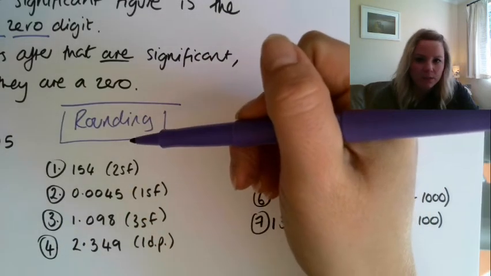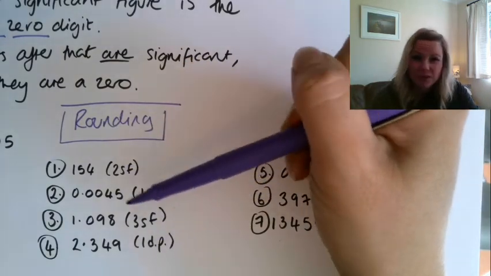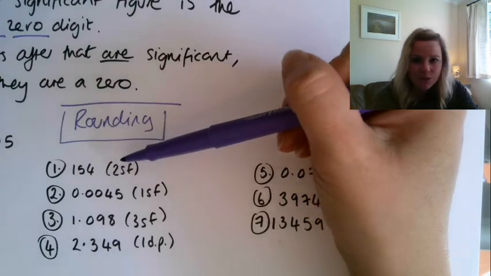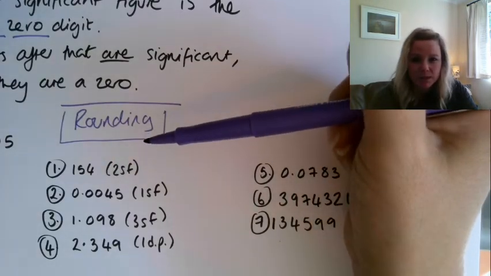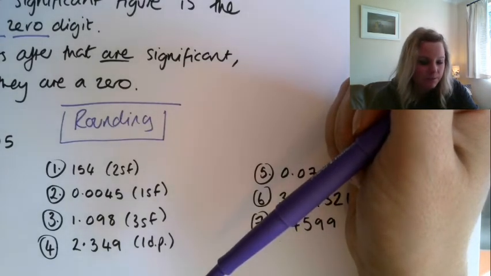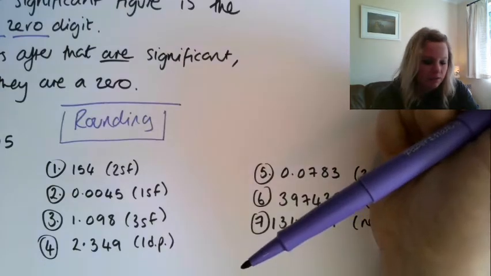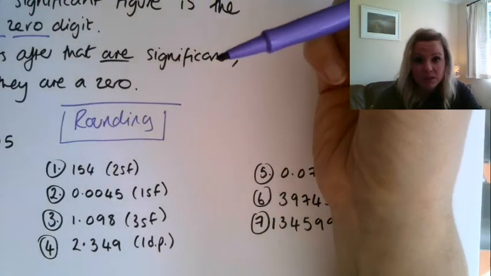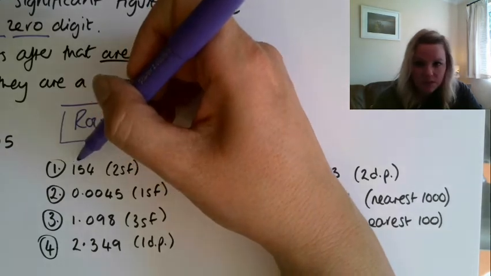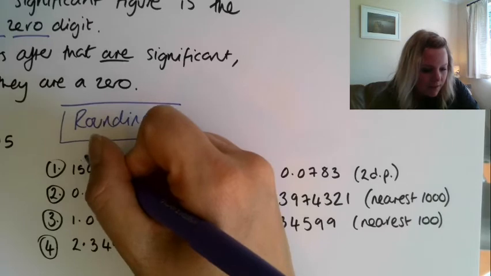So let's look at number 1. 154, and I've written these like this because quite often that's how they're written in our textbooks. How many places the question's asking you to go to would be written in brackets afterwards. So 2SF means two significant figures. So question 1 is asking us to give 154 to two significant figures. So we first of all have to locate the second significant figure. So this is the first significant figure, and the 5 is the second.